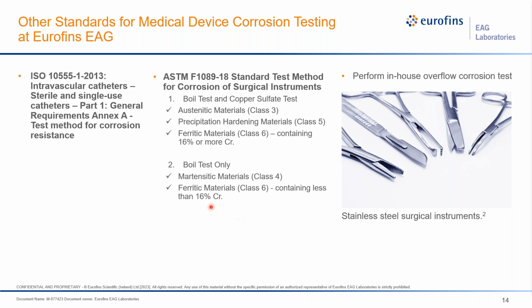If your stainless steel for surgical instruments falls in Class 4, which is martensitic materials, or Class 6 ferritic materials, but containing less than 16% chromium, then only the Boyle test is applicable.